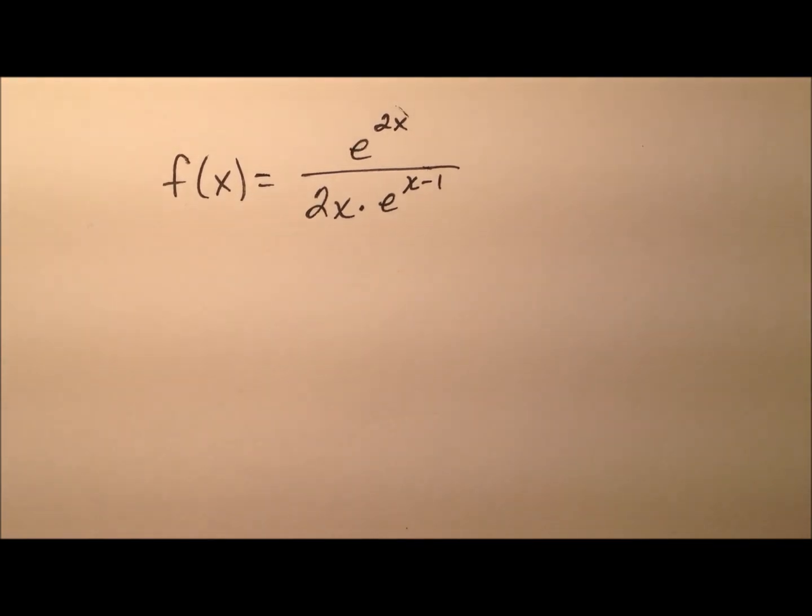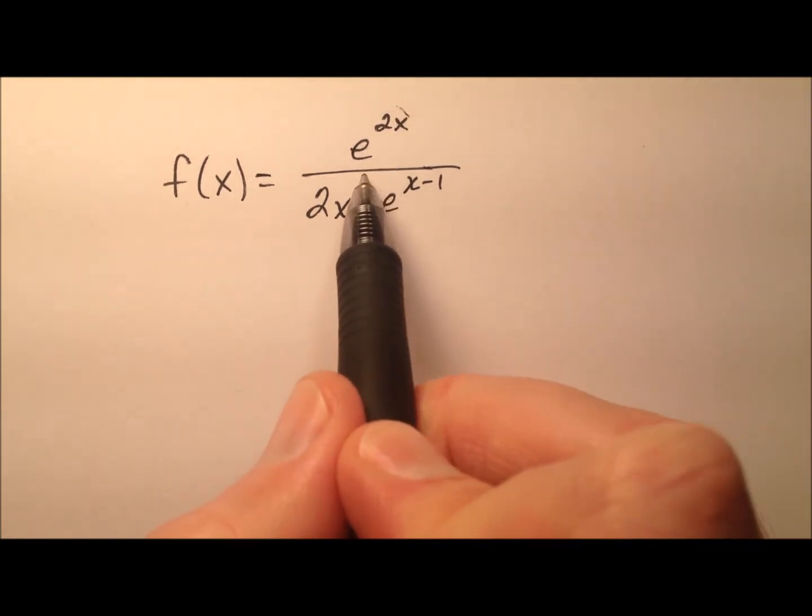I wonder maybe if there's a way I can simplify this first algebraically before having to use all three rules, product rule, quotient rule, chain rule, all in the same derivative. And it does look like I can.